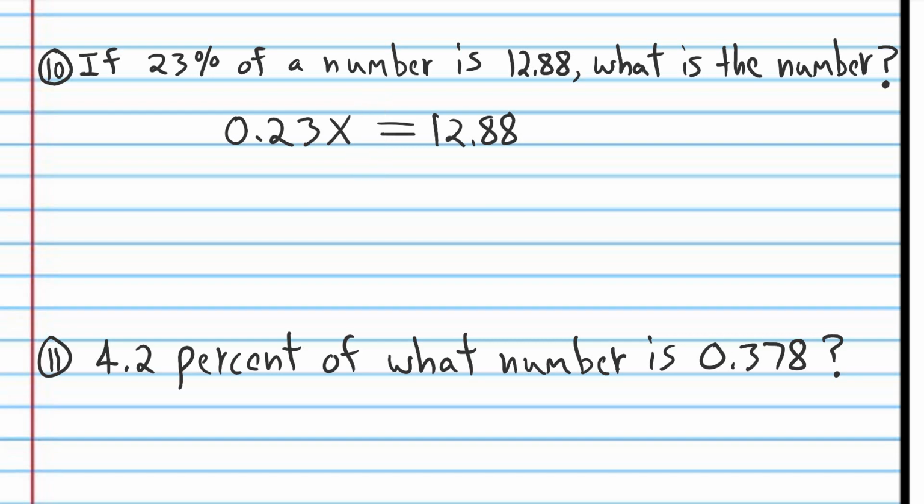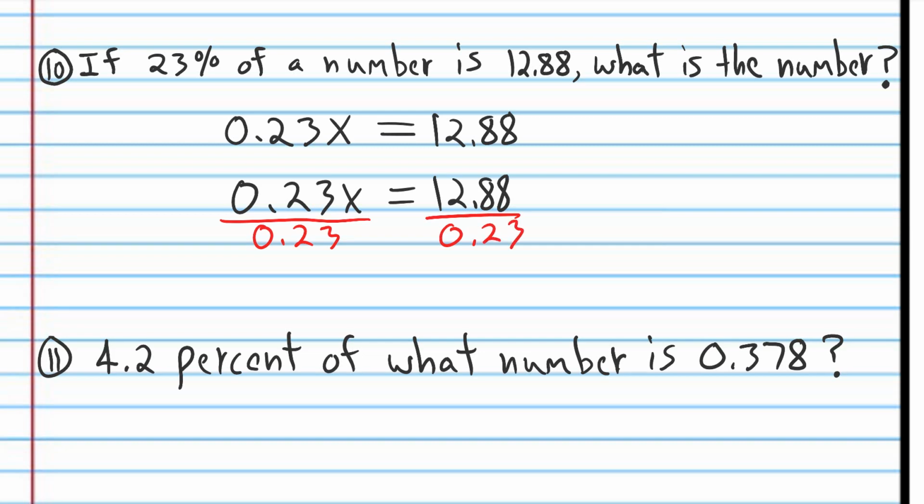All right, so we have to perform an operation on the equation. So we have to rewrite it. Then we have to perform that operation as we've done many, many times before in this class. And that's it. Now we just use our calculator. 12.88 divided by 0.23 is 56.